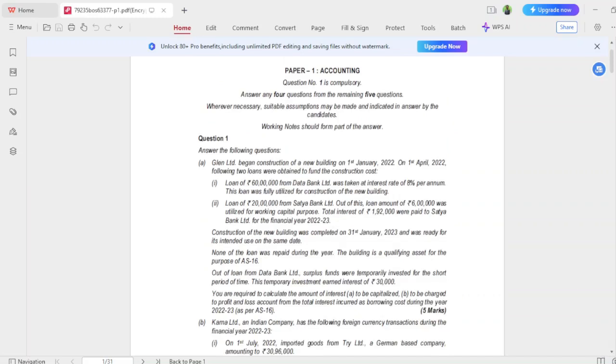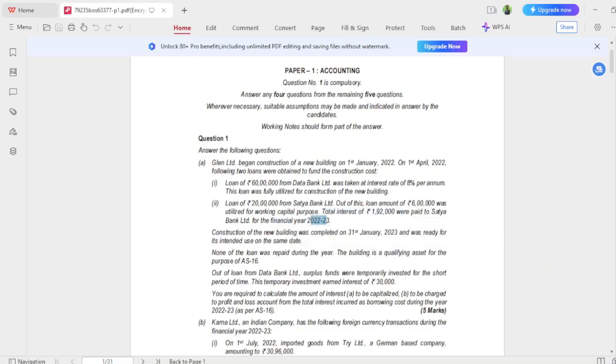Glen Limited began construction of a new building on 1st January 2022. On April 2022, the following two loans were obtained to fund the construction cost. A loan of 60 lakh from Data Bank Limited was taken at interest of 8% per annum. This loan was fully utilized for construction of the new building. A loan of 20 lakh from Satya Bank. Out of this loan, 6 lakhs was utilized for working capital purpose. Total interest of 1,92,000 was paid to Satya Bank Limited for financial year 2023.